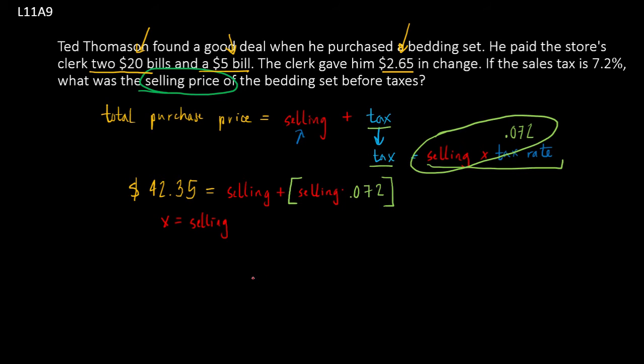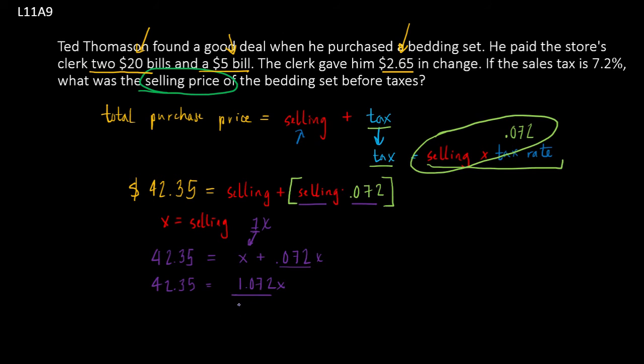Now, just as before, to make things a little simpler, I'm going to set x equal to selling price, and that just saves me a little bit of writing, and it makes it easier to think of this equation in the way that we've dealt with other equations. So now if I were to rewrite the whole thing with x instead of selling, I get $42.35 is equal to x plus 0.072 times x. If I gather like terms, I get 1.072x. Now, be sure that you understand where I got this from, right? Notice that x is really 1x.